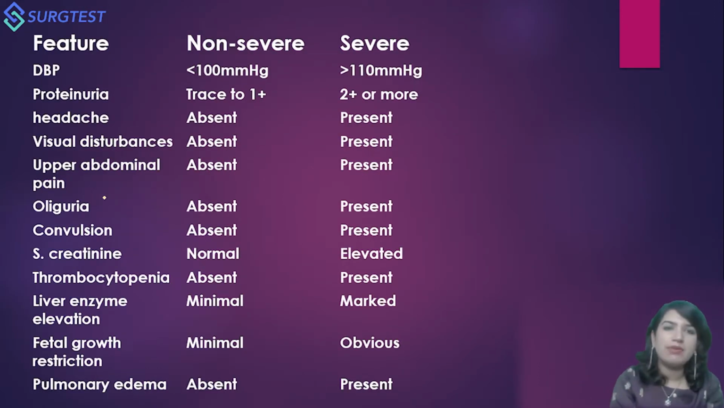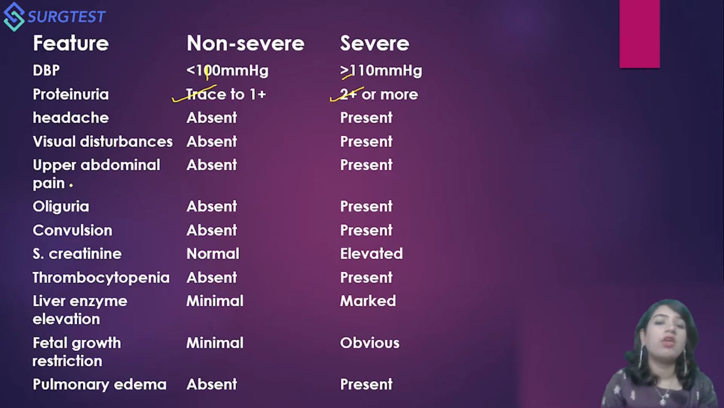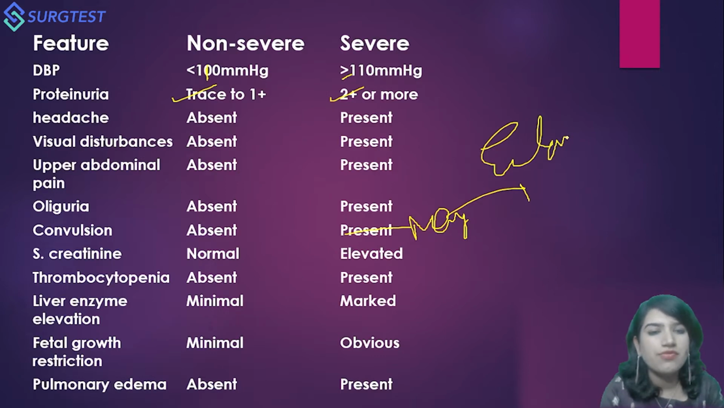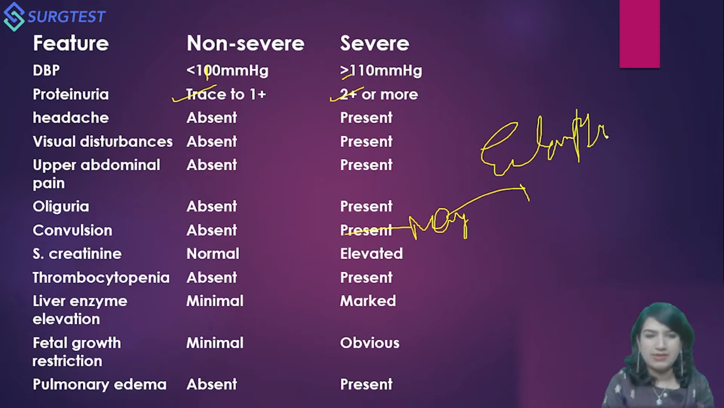Okay, it's just tabular classification. Non-severe, diastolic less than 110 should be. Yes, severe, equal to or more than 110. Proteinuria is mostly trace to 1 plus. In severe, it is 2 plus or more on dipstick. Headache, visual disturbances, upper abdominal pain, that is epigastric pain, or a right upper quadrant pain, oliguria, convulsions. They are all rare in cases of non-severe preeclampsia. Now, these convulsions may be present in severe preeclampsia, but definitely it will then be called as eclampsia. Okay, so the risk of convulsions is more in case of severe preeclampsia.